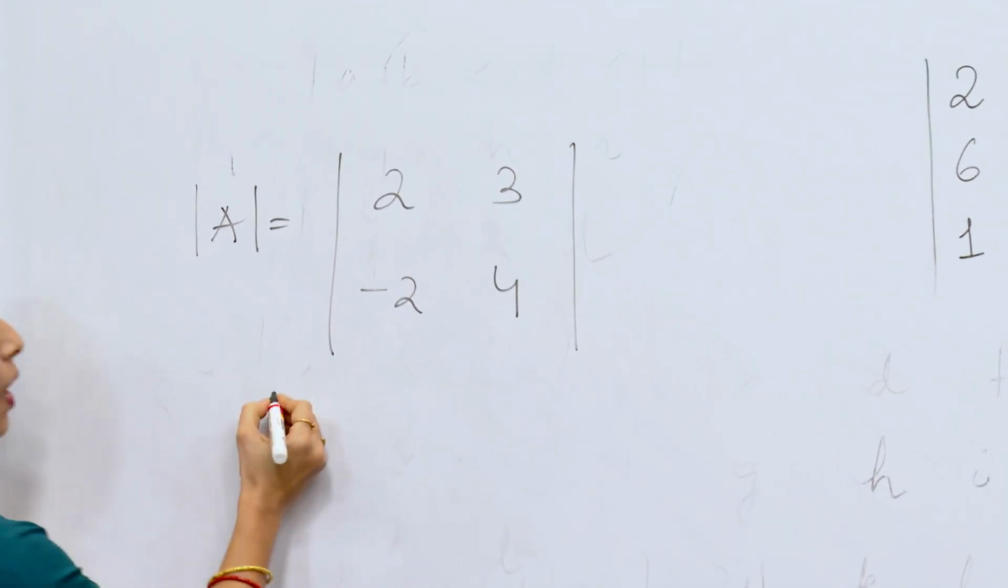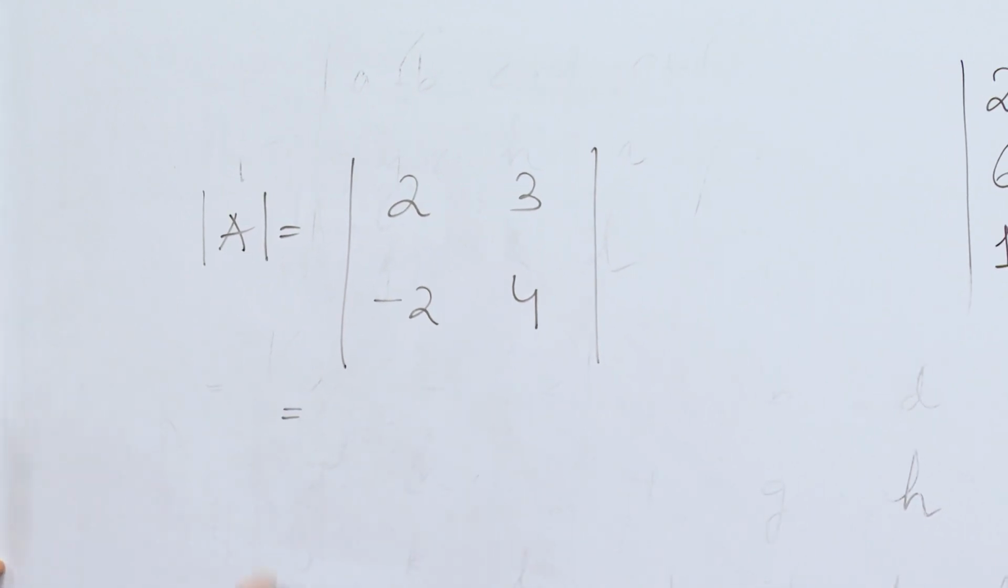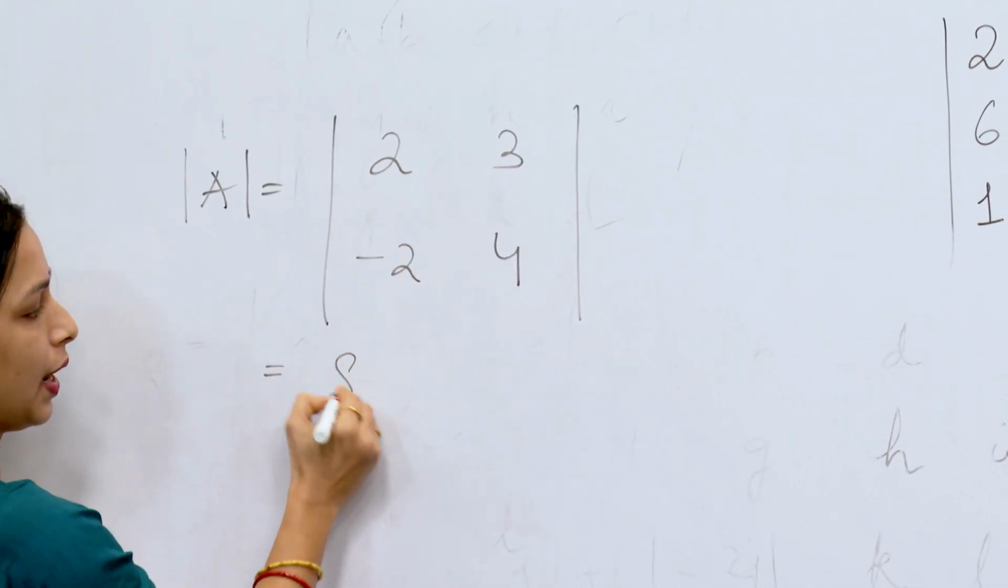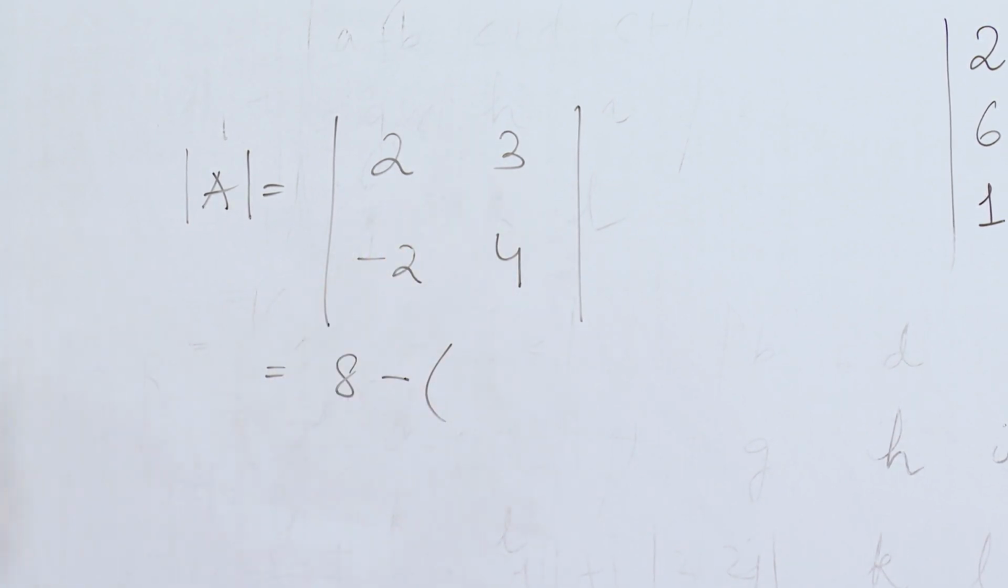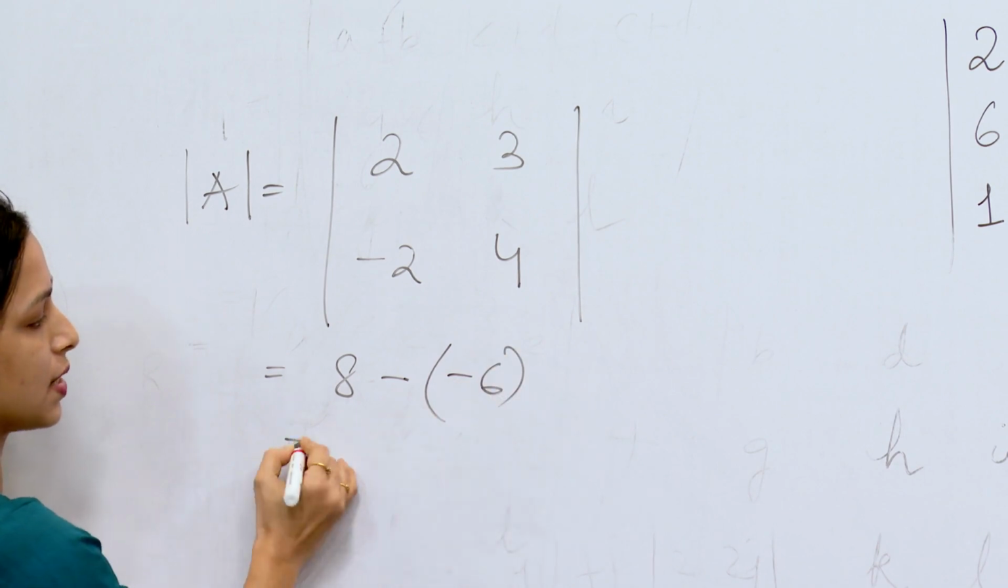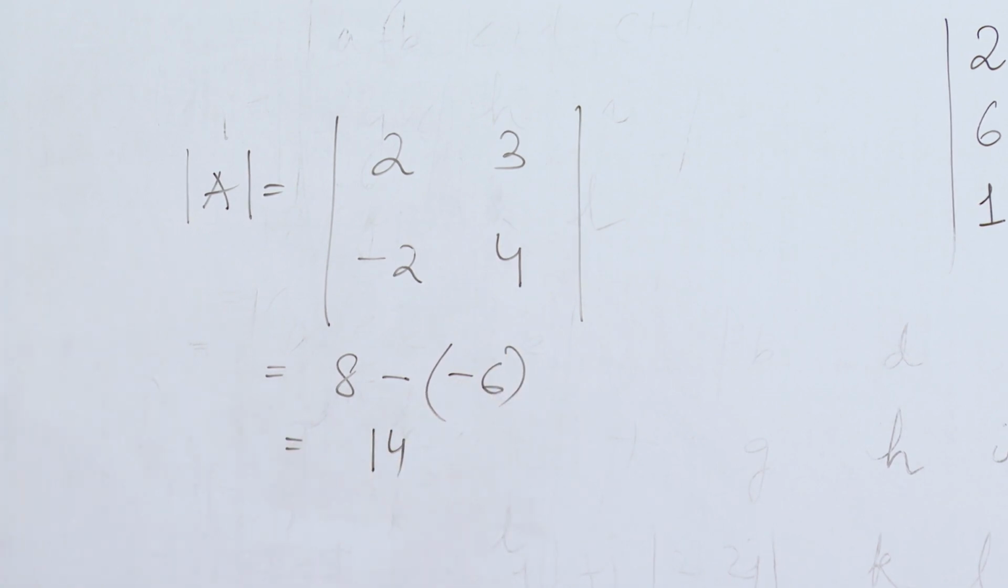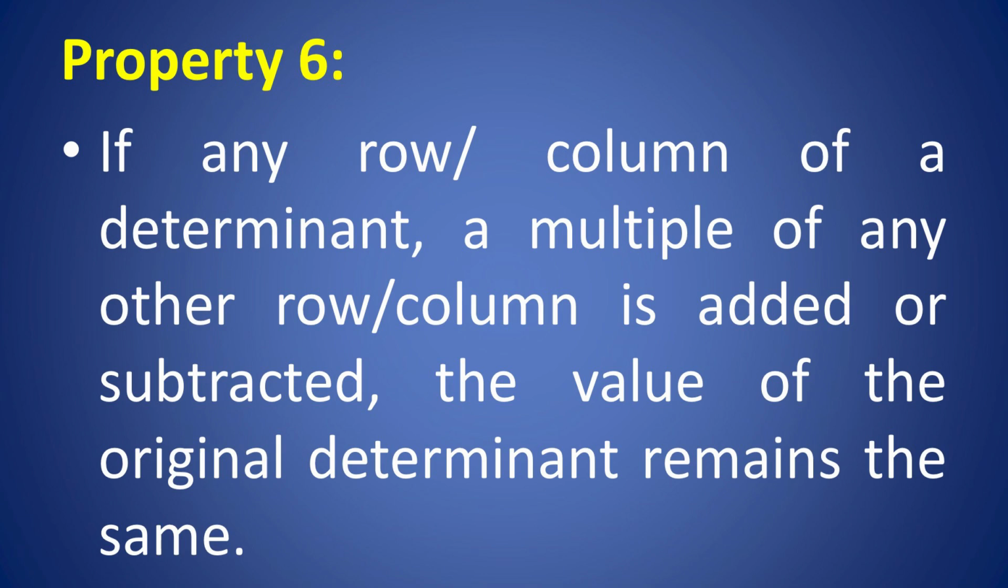All right. Now, the determinant value is how much? 2 into 4, 8, minus 3 into minus 2 is minus 6. So, the resultant value is 14. Now, the property says that if to any row or column we add a multiple of an element of any other row. What does it mean?